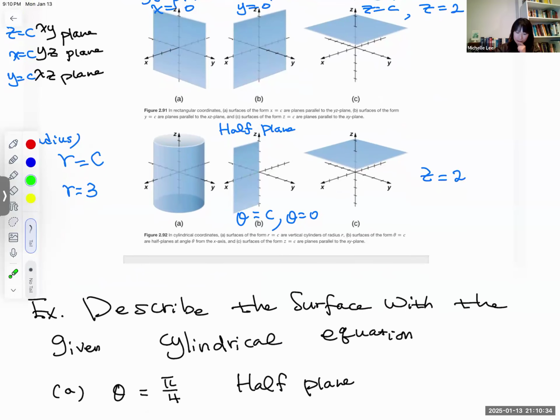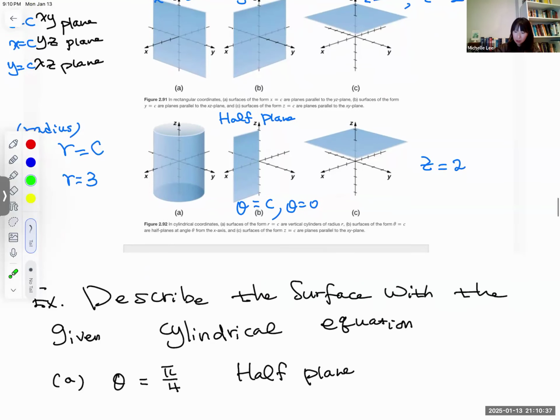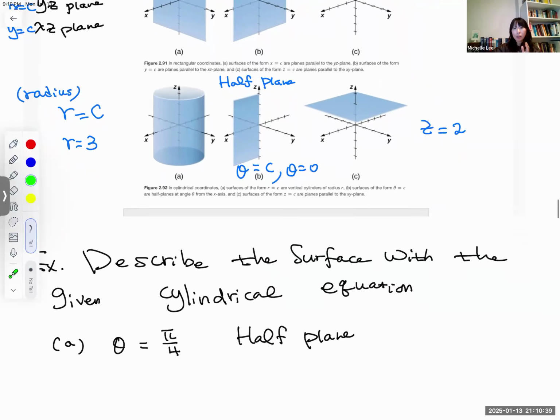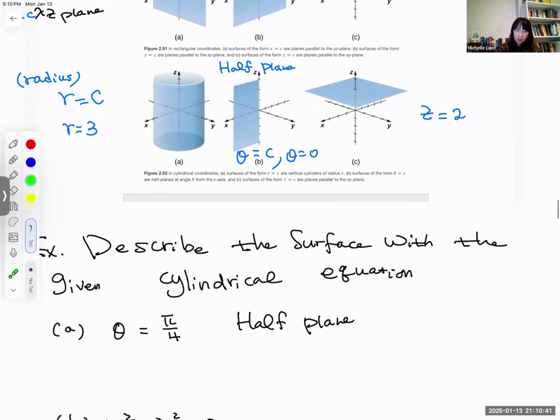Okay, let's take a look. Describe the surface with the given cylindrical equation. So angle theta equal to pi over 4. Think about this one. Half a plane, right? But this plane is supposed to be here. So we measure the angle, which is pi over 4. So this is 45 degrees, which is pi over 4. Make sense? Let me screenshot the picture from the textbook.